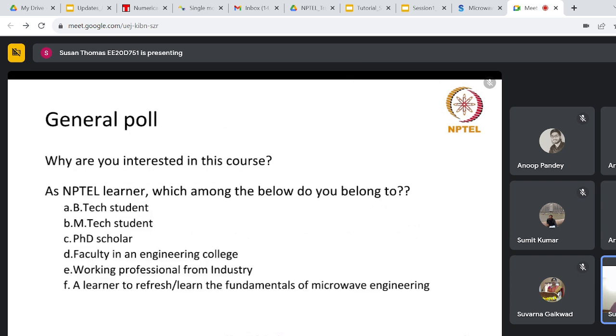Actually, I thought of asking every learner why you are interested in this course, so that I can know you better and interact with you better. I think we already interacted before. Some of you are faculty in engineering colleges, and some of you are PhD scholars as well. And I suppose most of you are interested in this course for particular reasons.